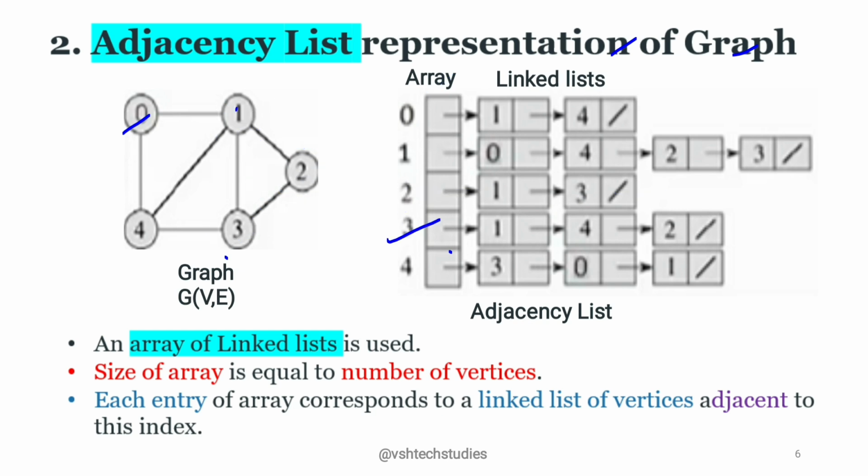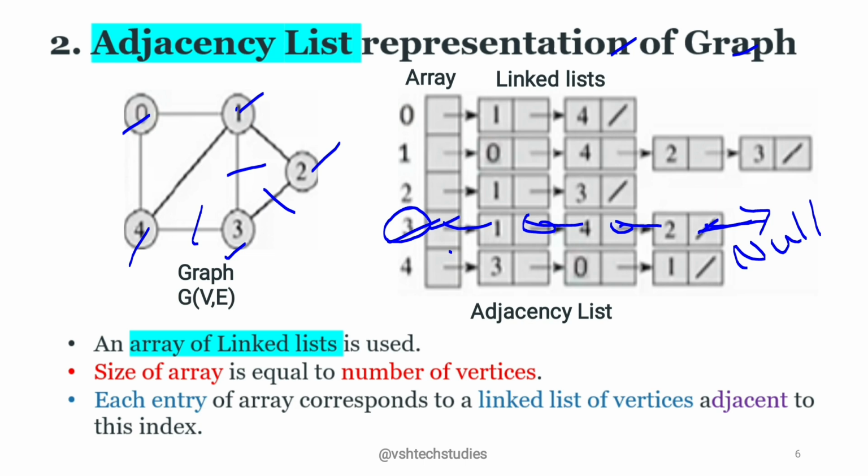Similarly 3 here, it is connected to 2, 1, 4. So these are the 3 adjacent. So for array location with index 3, this linked list is connected, means this memory is made to point to node 1. So this stores the address of node 4 and this stores the address of 2, and the last one is made to store null.